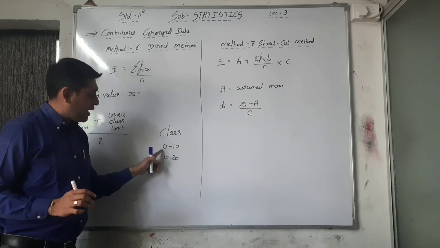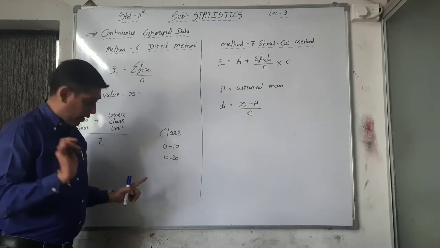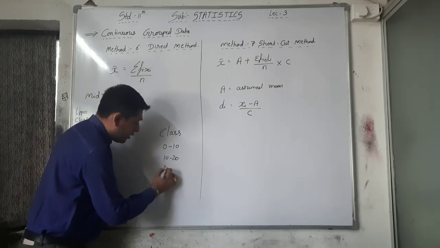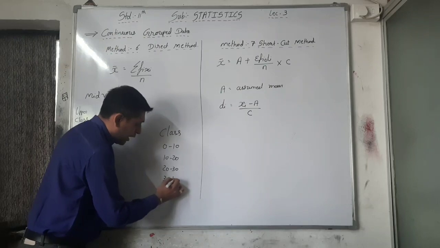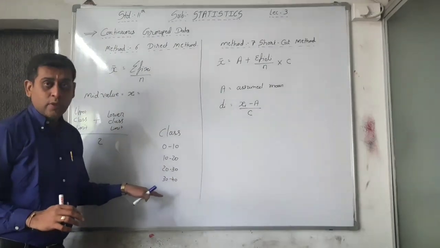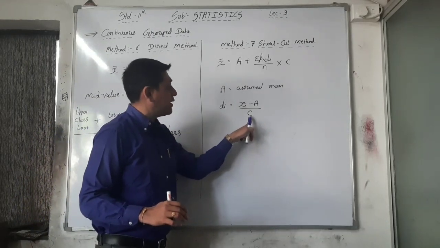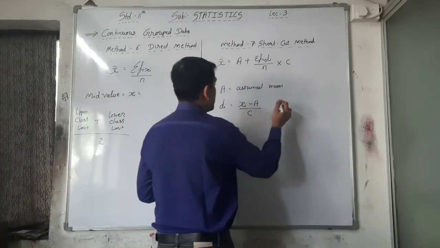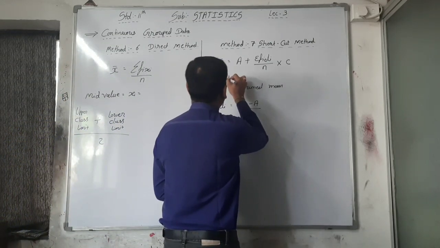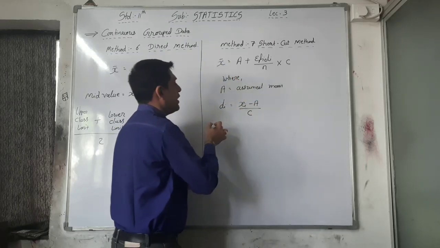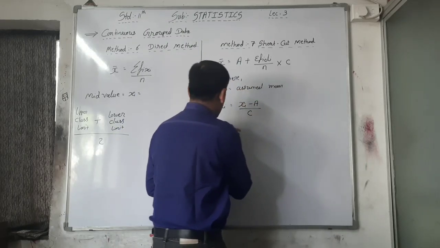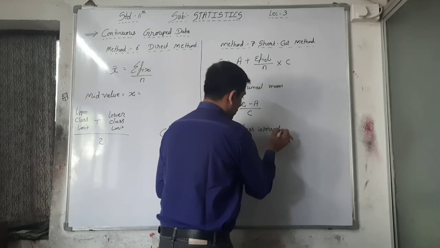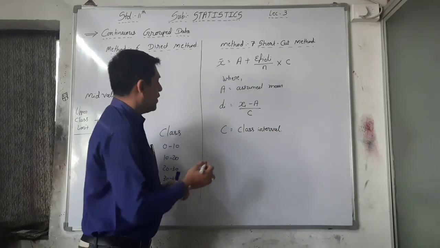So here also there is an equal class interval. Here the difference is 10. Here again the difference is 10. Here also the difference is 10, and that is called the class interval. You have to take the class interval as c, 10 into this sum. Okay, so here a is equal to assumed mean, di is equal to xi minus a upon c, c is equal to class interval, and n is equal to total frequency.